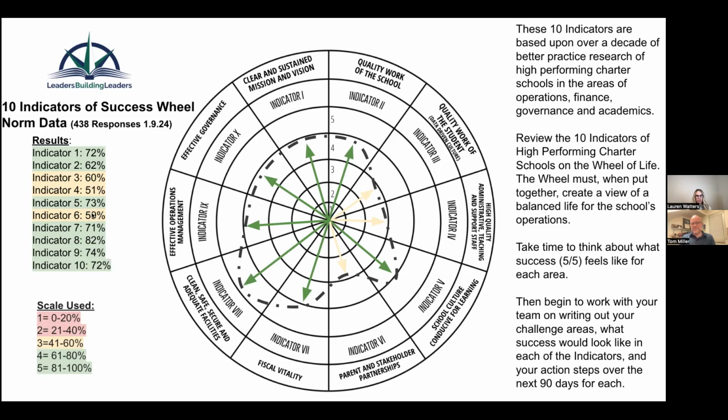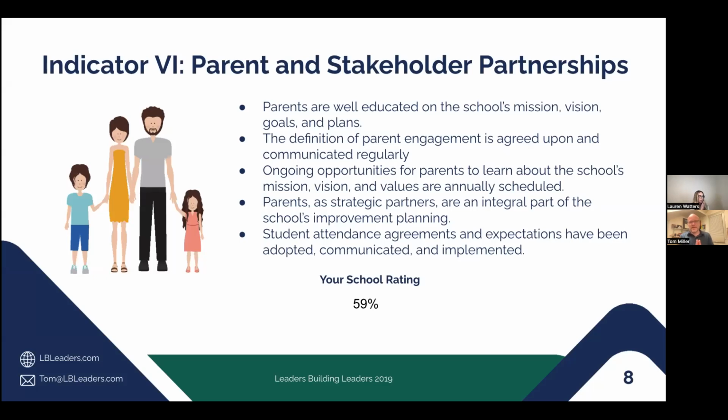So there's 5 sub-indicators of indicator 6, which is the parent and stakeholder partnerships. And I've really thought about that word stakeholder, and it's this school community that we're really talking about, right? Because yes, you've got your moms, your dads, your guardians, your grandparents, but it's also your community. It's everybody who's supporting the well-being of your organization.